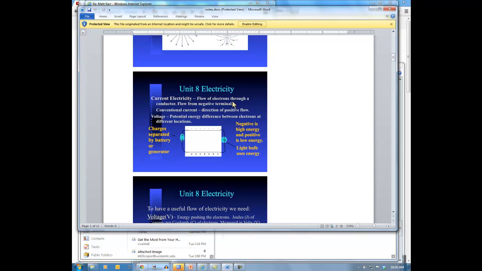Static electricity is just a discharge of electricity that stops. It doesn't continue to flow.